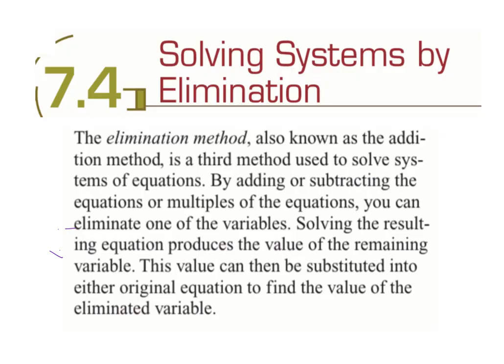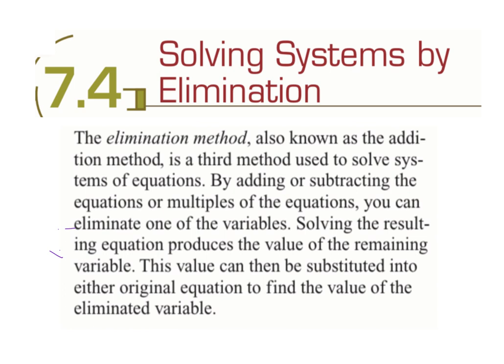So the elimination method can also be called the addition method because the process by which we eliminate a variable is addition. Basically, you're going to be adding or subtracting the equations together in order to cancel out one of the variables. In order to do that, the variables have to be opposites of each other. If you have a 2y, you need a negative 2y to add them together and cancel. That's just how addition works. You have to have the opposite coefficients.